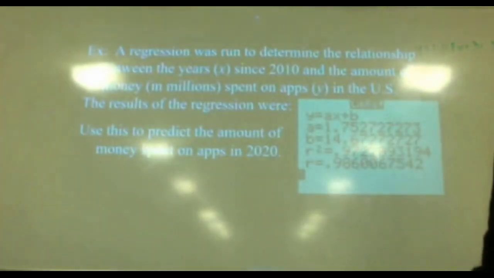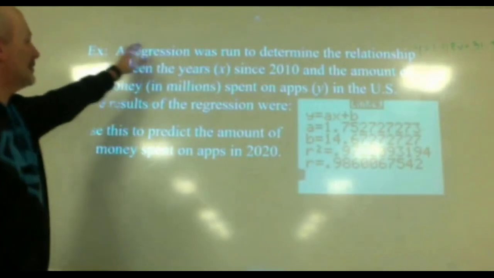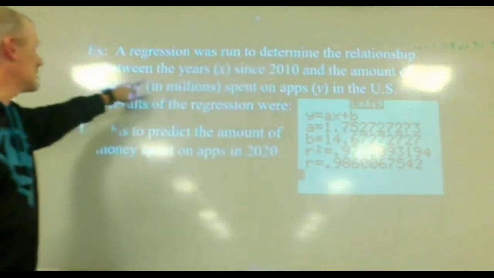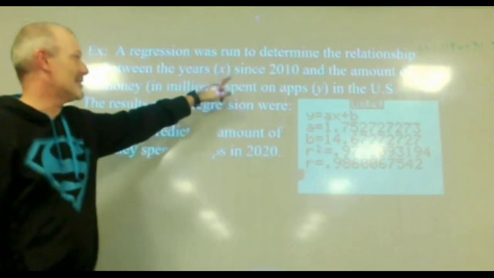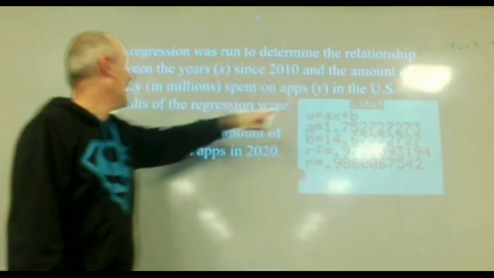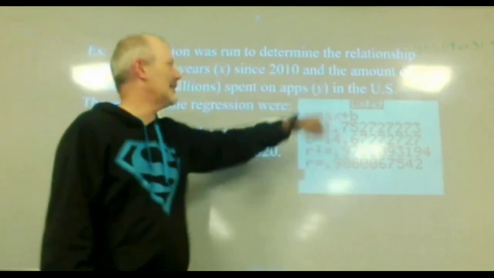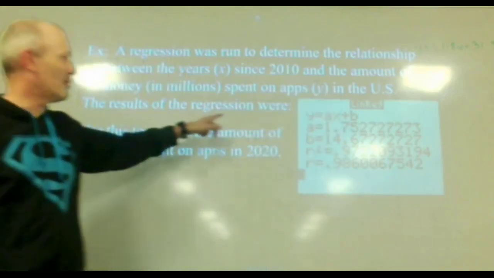But here's what happens when we do use a calculator, a graphing calculator in this case. A regression was run to determine the relationship between the years X since 2010 and the amount of money in millions spent on apps, which is Y, in the United States. The results of the regression are right here.